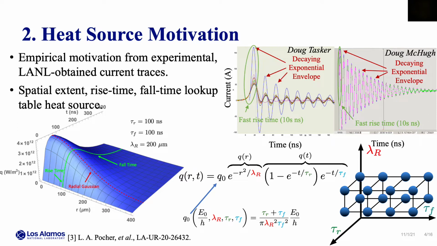Our blind heat source proposed by John Rose is empirically motivated by legacy and current experiments done at Los Alamos National Laboratory, LANL, and Colorado School of Mines, CSM. See the plots at the top right. These data share common features of fast rise times and a decaying peak exponential envelope. These features inform the temporal nature of our assumed heat source.